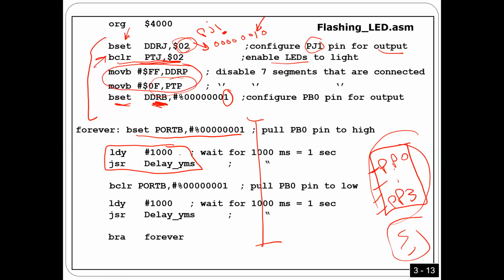To wait 1 second. So here I'm gonna turn high, or pull the pin high. I'm gonna wait 1 second, and then I'm gonna come here and pull it low. Wait 1 second, and then I have to come back and repeat again. Okay. So this is how it works.